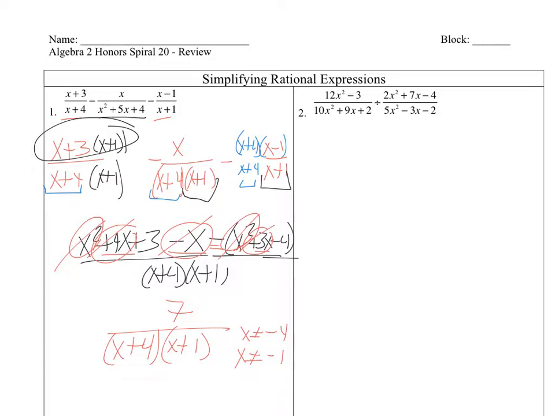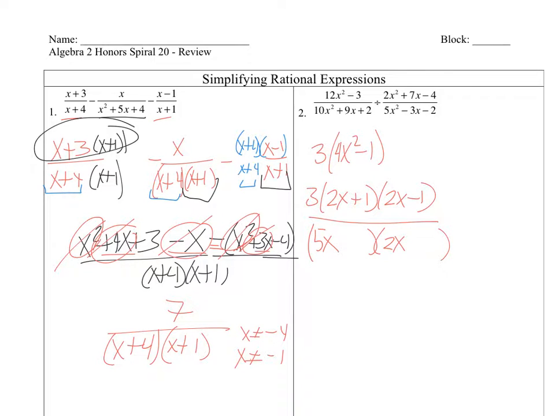First things first, we're going to do some factoring. This is going to factor into 3, 4x squared minus 1, which further factors into 3, 2x plus 1, 2x minus 1 for difference of two squares. The bottom of this is going to factor into things that multiply to 20 and add up to 9, 5 and 4. So we're going to have a 5x and a 2x. That's going to be plus 2, plus 1.